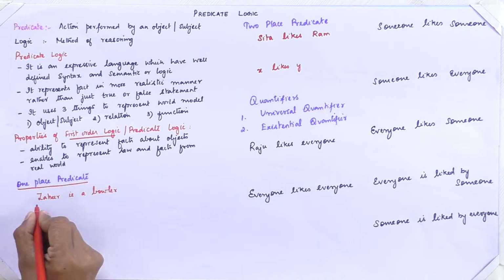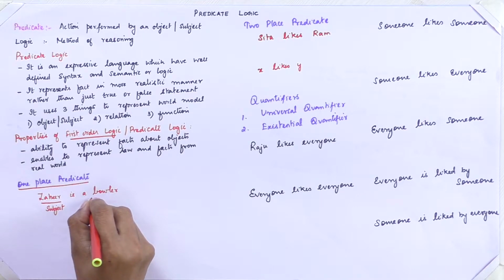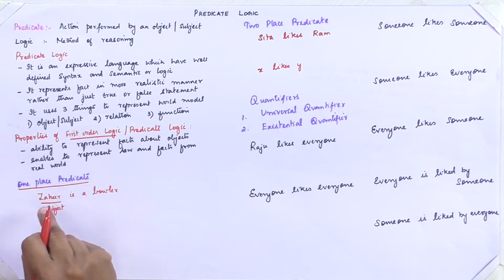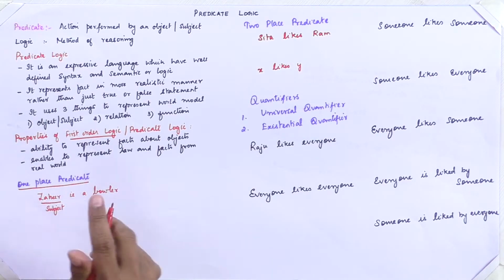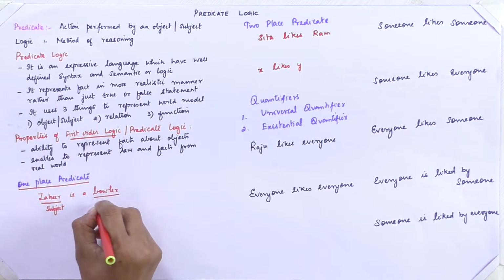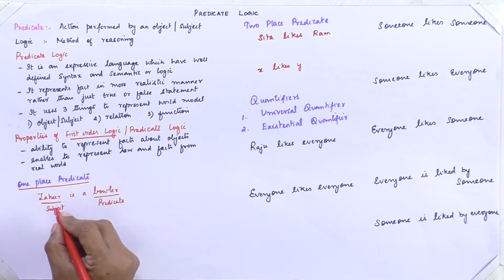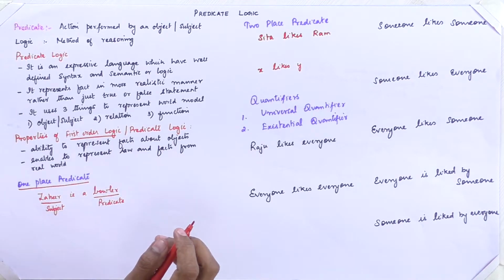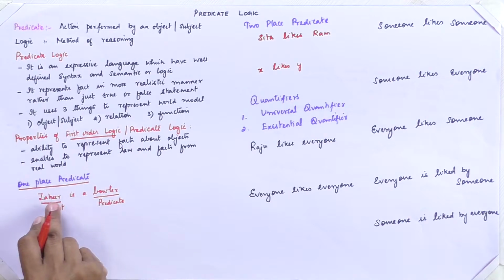Zahir is a bowler. So Zahir is the name of a person, so this is the subject. Is a bowler. What is the action performed by the subject or object? The action performed by the subject is that he is a bowler. So the action performed by the subject is the predicate term. Now, how to express this one place predicate? This is called a one place predicate.